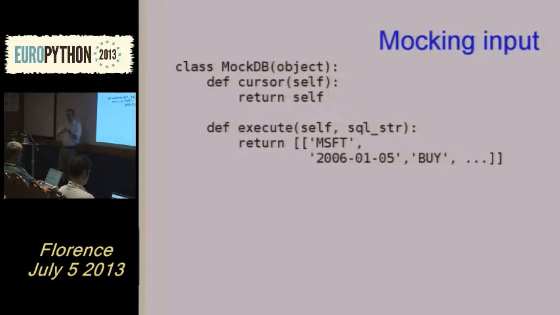Now, a database needs to provide a cursor, and it needs to provide an execute method. So I'm cheating. I'm saying that every time I call the execute method with some sort of SQL command, I'm simply returning this list of items. And that may be enough for the testing I need to do. If my testing becomes more complex, then I modify my mock object so it handles exactly those cases that I need to test.